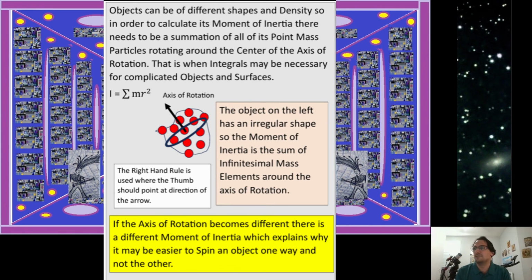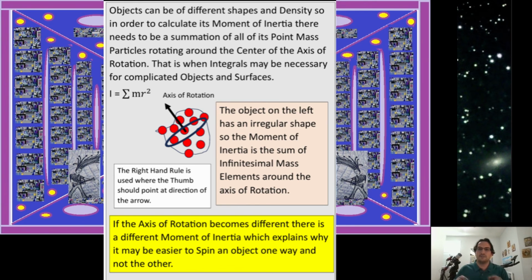A point object with mass m rotating around a center at a distance r has a moment of inertia equal to mr squared. So if you have a point mass going around a circle, and you know the distance from that point mass to the center of the circle, the moment of inertia is mass times the radius squared. Objects can be of different shapes and densities, so in order to calculate the moment of inertia, there needs to be a summation of all of its point mass particles rotating around the axis of rotation.